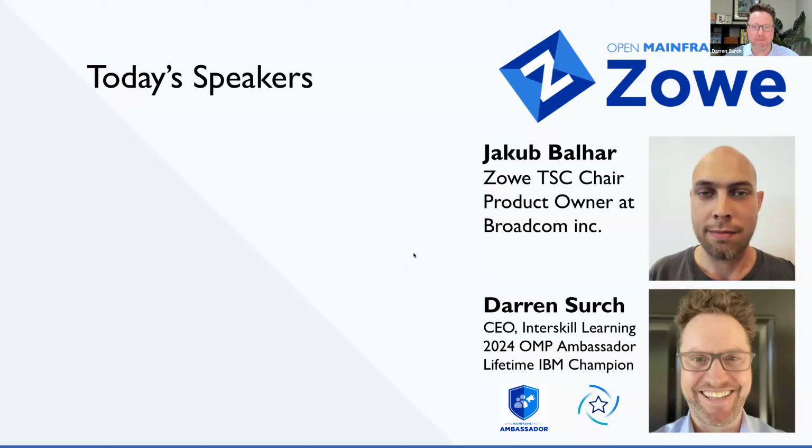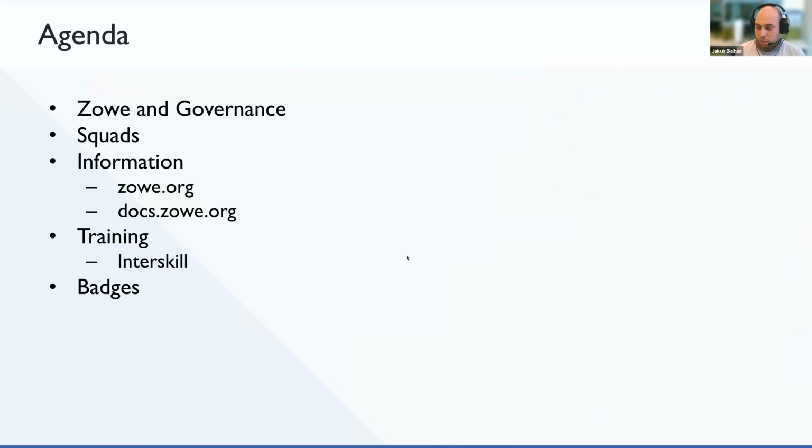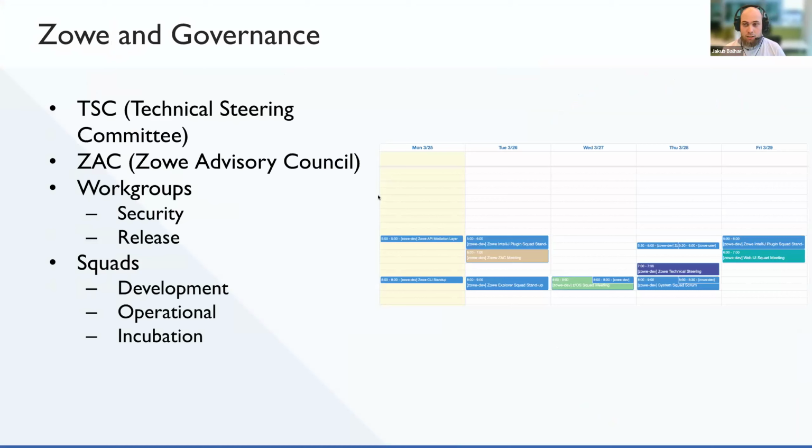Looking forward to chatting with everyone today about all of the training that's out there for Zowe and showing you a little bit of a demo as well. But Jakub, you're leading this, so take her away. As for what we will talk about in general, we will be talking about how Zowe works internally, what our squads are and what that means and how you can participate. Where do you find more information if you are interested in anything around Zowe? And then we will move on into training that's provided by Interskill and the badges that you can get by finishing the Interskill training. So let's start with the general Zowe and governance.